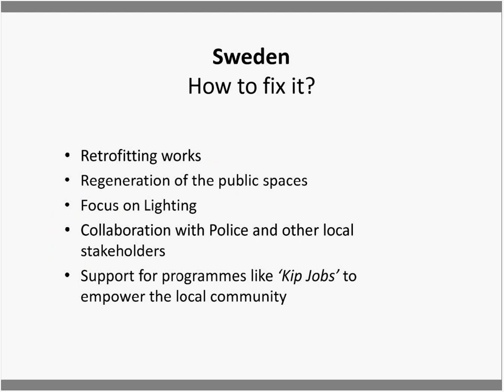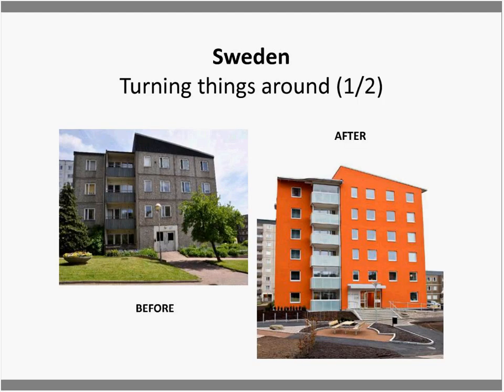So this is the holistic approach. It outlines a few of the measures that were taken. Obviously retrofitting works, renovation of public spaces, and improved lighting. This is very important for increasing the sense of safety and reducing the sense of danger. There was collaboration with the police, and looking at what they call jobs, a way to engage the youth in the neighborhood in a positive way. And this is one of the examples which we can see.